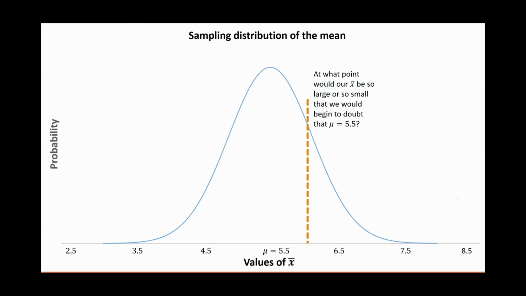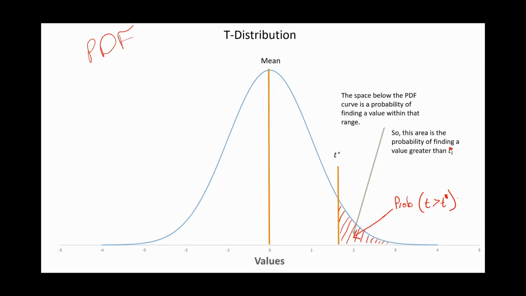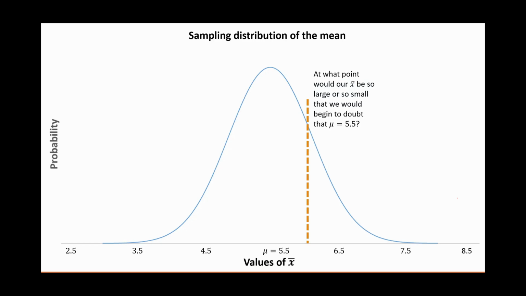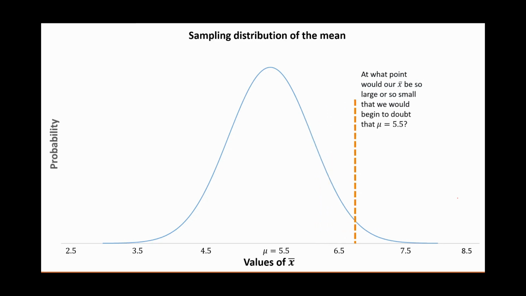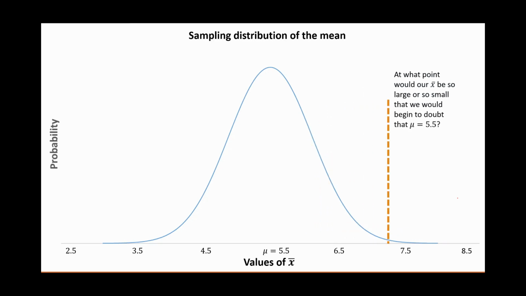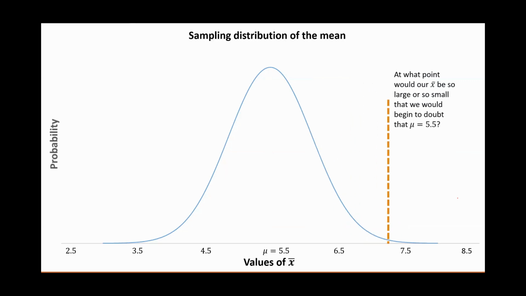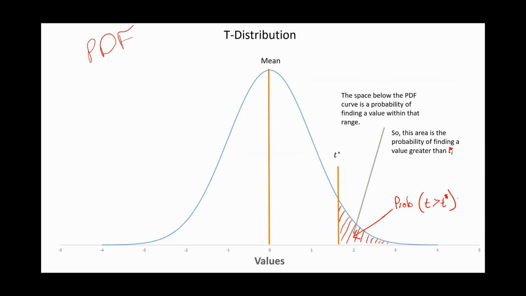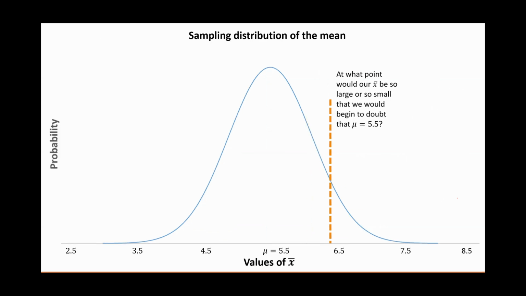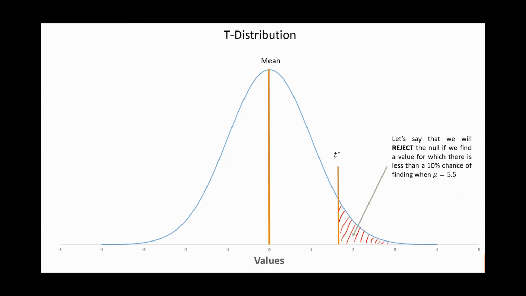Now, just to remind you, the intuition here is that we are asking ourselves, at what point is our point estimate so large that we would doubt the null hypothesis? We're going to use a t-distribution and our t-statistic to come up with that.